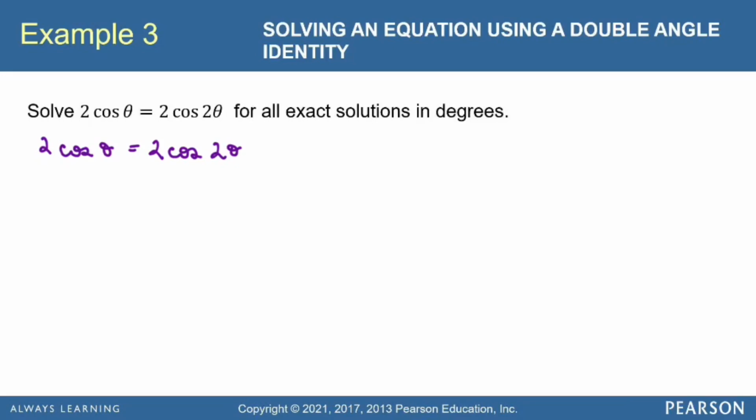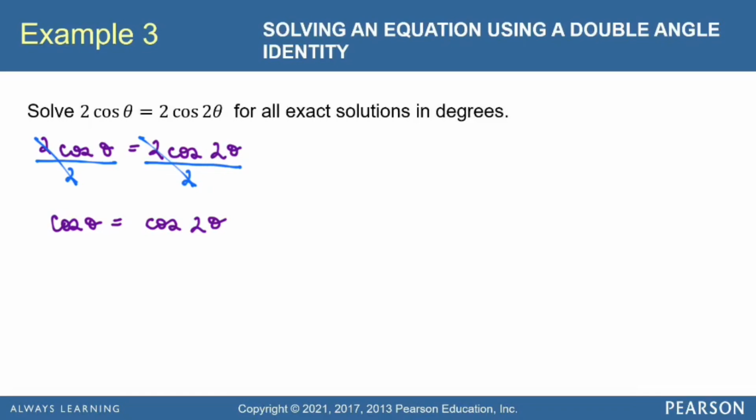The first thing I notice here is that both sides have a coefficient of 2. So why not divide both sides by 2 right off the bat? The reason we can do this is because 2 is just a number. It doesn't contain a variable. So you know that we could not divide both sides by cosine of theta, for example, but we can divide both sides by a constant. That's no problem. So now we have cosine of theta equals cosine of 2 theta.